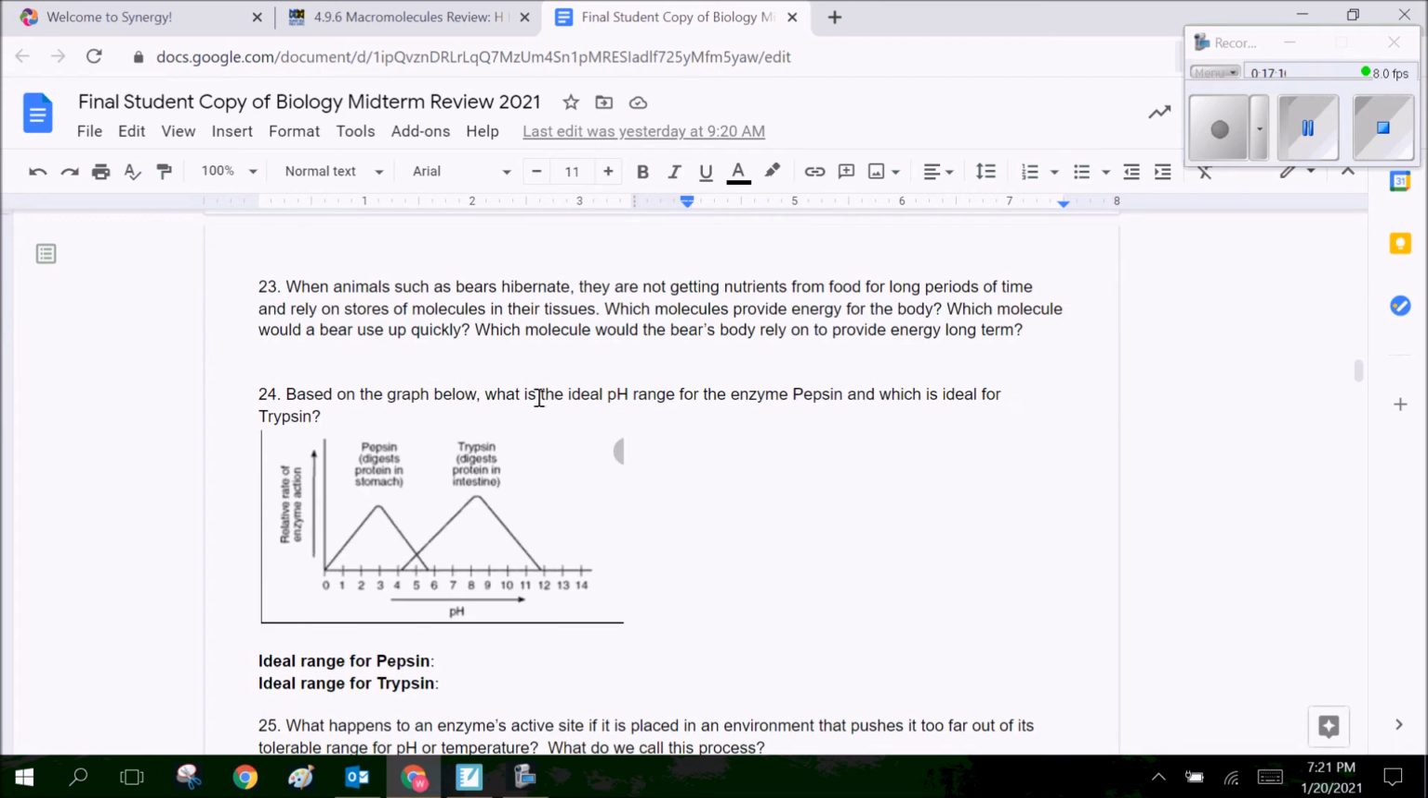Then 23, when animals such as bears hibernate, they're not getting nutrients from food for long periods of time, and they rely on stores of molecules in their tissues. Which molecule provides energy for the body? Which molecule would a bear use up quickly? Which molecule would a bear's body rely on to provide energy long term?